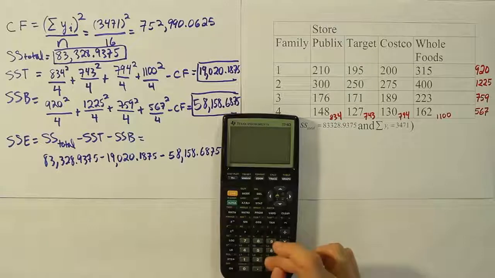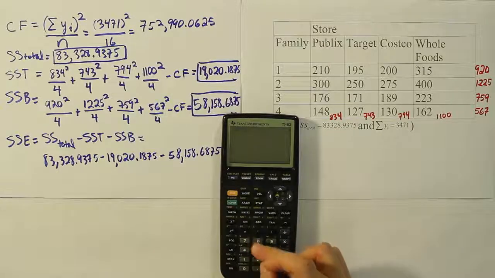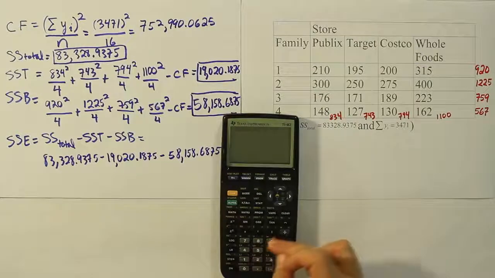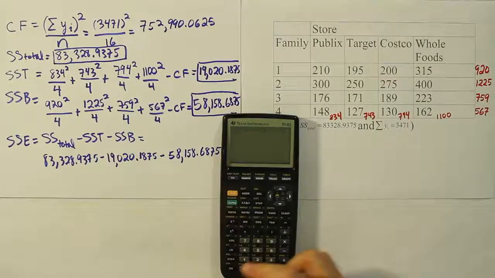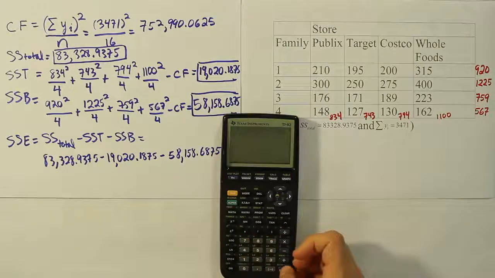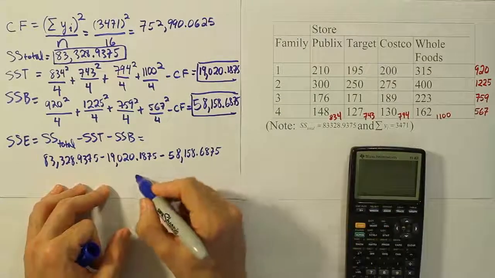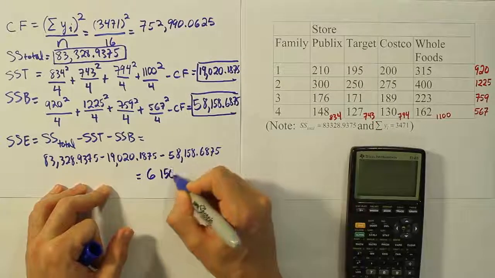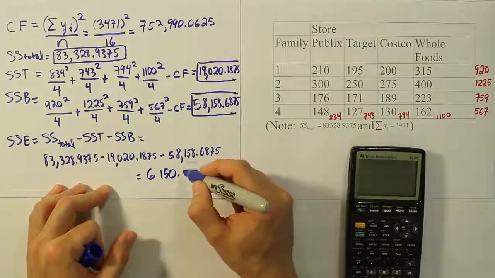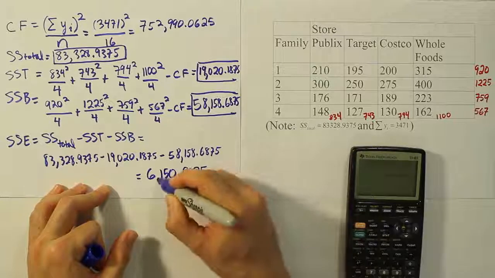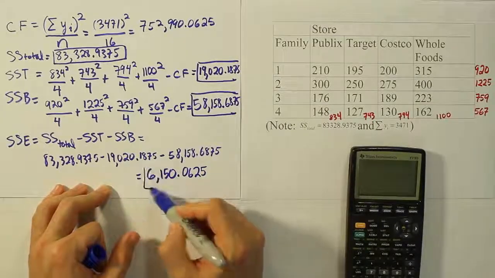And so we have 83,328.9375 minus 19,020.1875 minus 58,158.6875. Okay, when we work out all that, we get 6,150.0625. Okay, so there it is, the sum of squares for error.